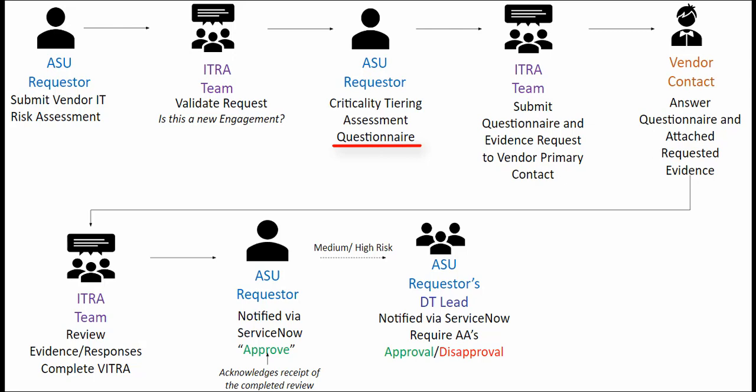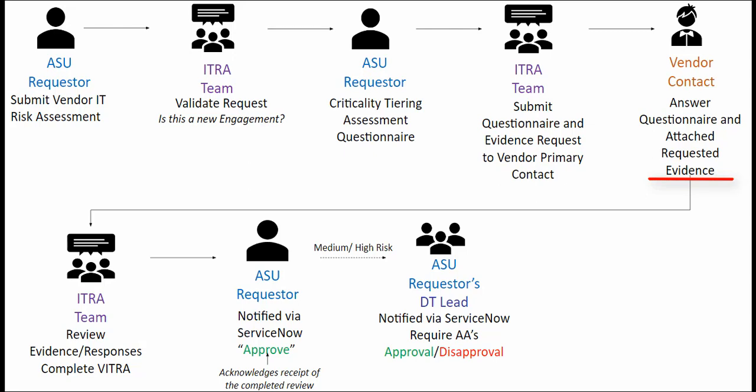The questionnaire will ask for more information about the software and how it will be used. The IT Risk Assessment team will review your responses. If you indicate that you're using a new vendor, or you have a need to integrate the software with our existing systems, or the software needs to touch our data, then the IT Risk Assessment team will send the new vendor a request for specific information.